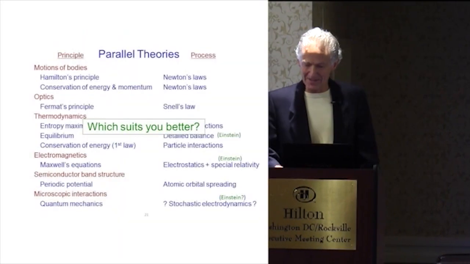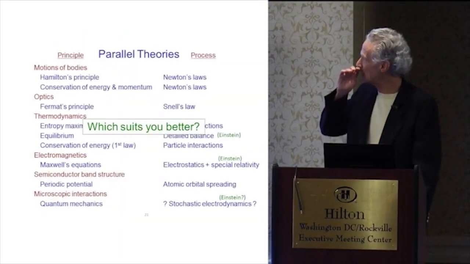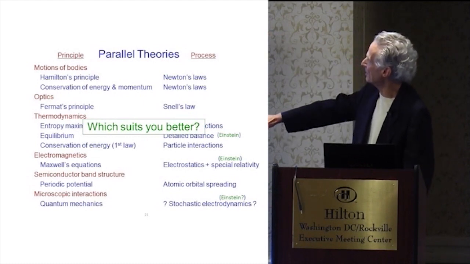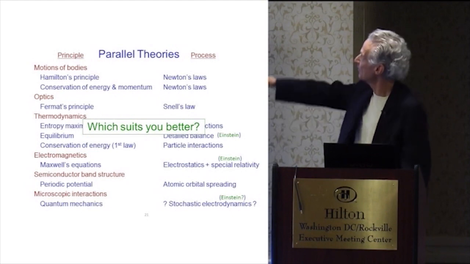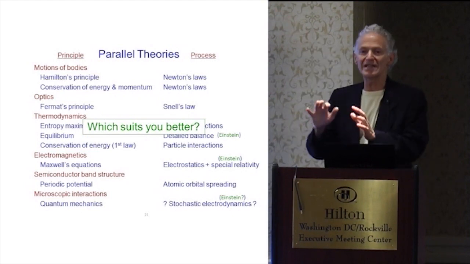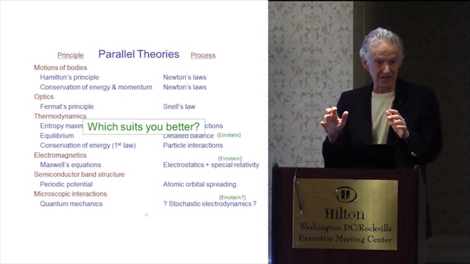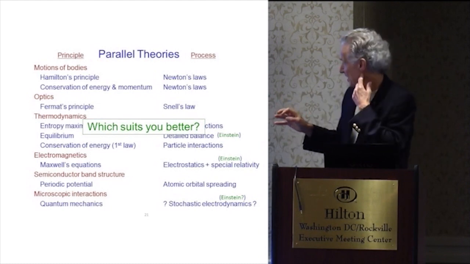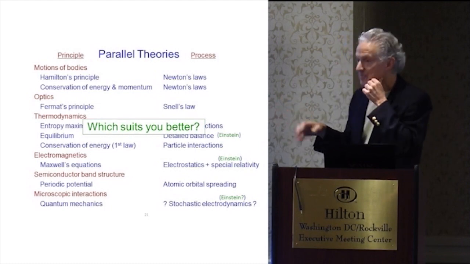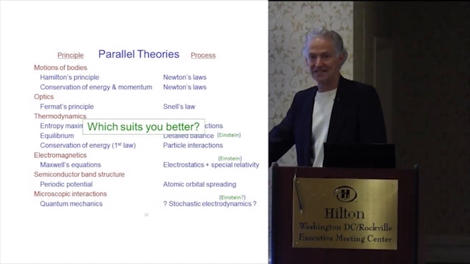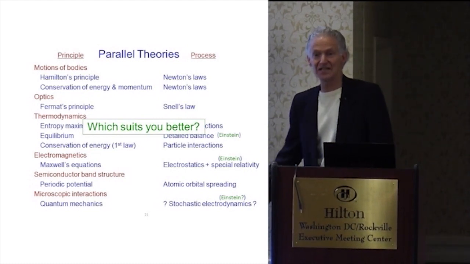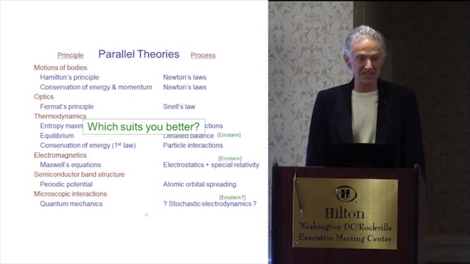But yet, something is missing here. So if we go and look now at the parallel theories, we've got a series of parallel theories where there's principle and process. Two ways of looking at the same phenomena in each case, and giving us the same answer. The one outlier that I've found is quantum mechanics, where there is no established process way of looking at it.